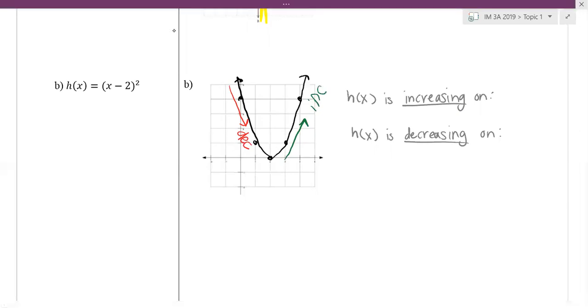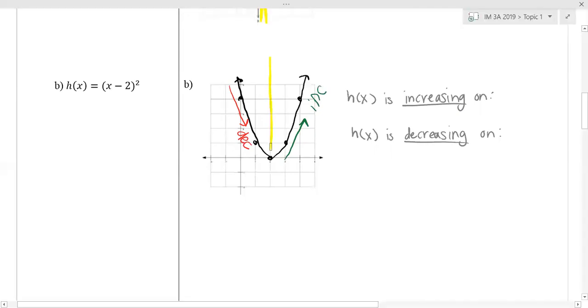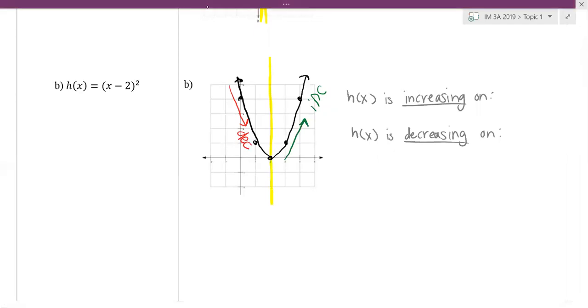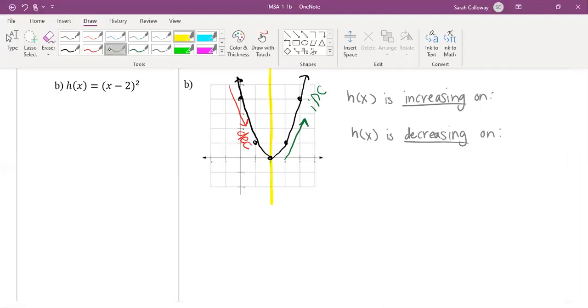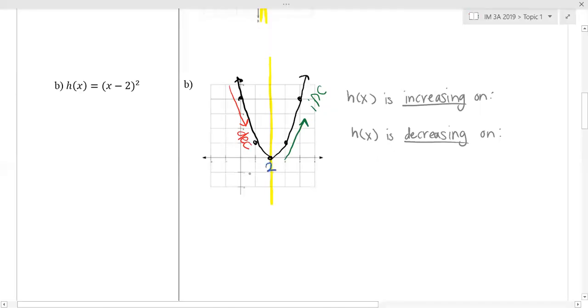If I draw that vertical line through my vertex, I can see that it's crossing the x-axis at the value 2. The left-hand side of my graph, which is the side that's decreasing, is decreasing from negative infinity until 2. And then the right-hand side is increasing, starting at 2 until infinity.